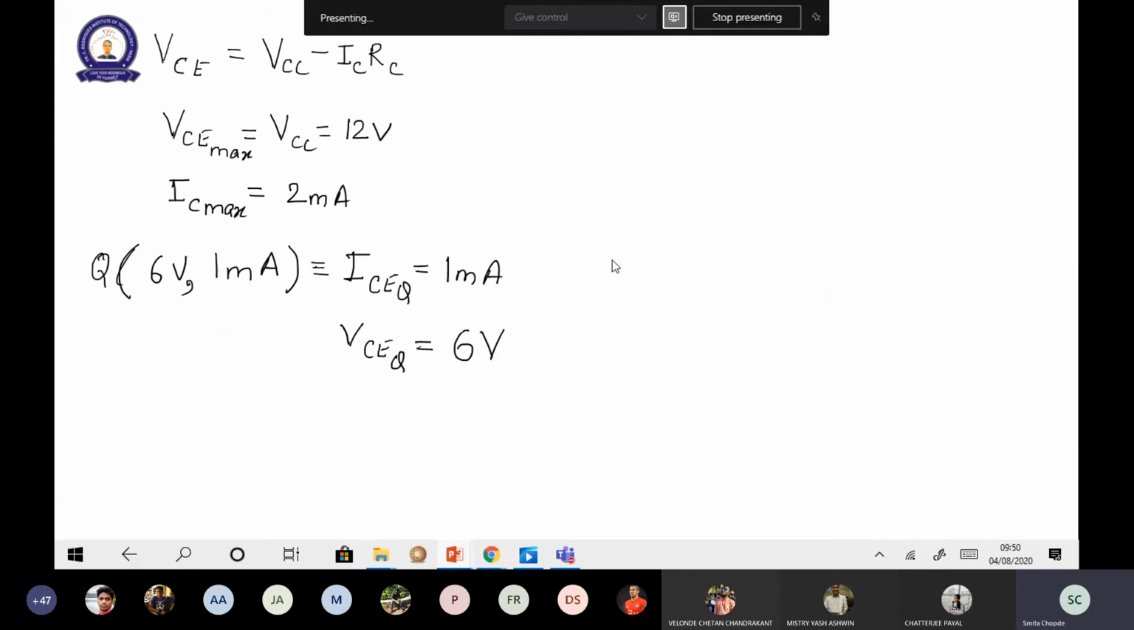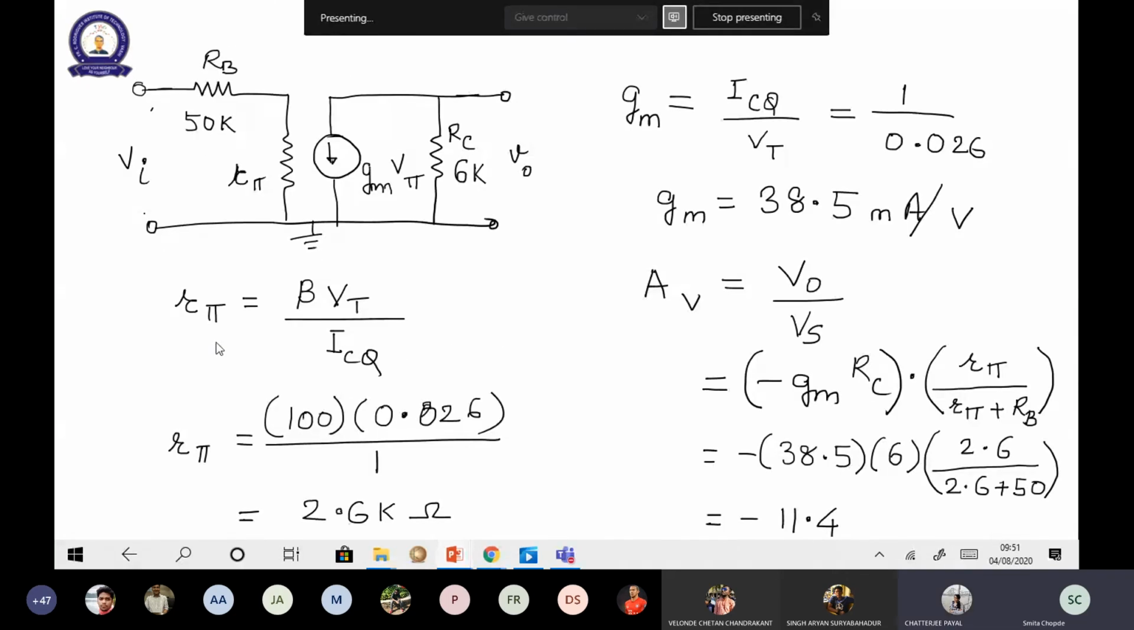Or rather, let me find out why I have taken ICQ as 1. Ma'am, if you take it 2 now, then it will become 0, I think. See students, this is IC max, so it has to be 1 milliampere, IC max by 2. At that point our Q point is set. So that is why it is 1 milliampere. You took the half, right? Correct.